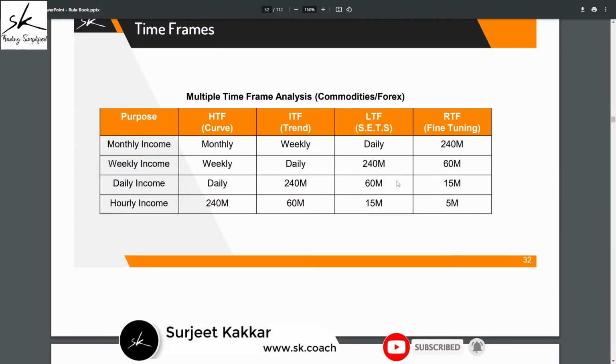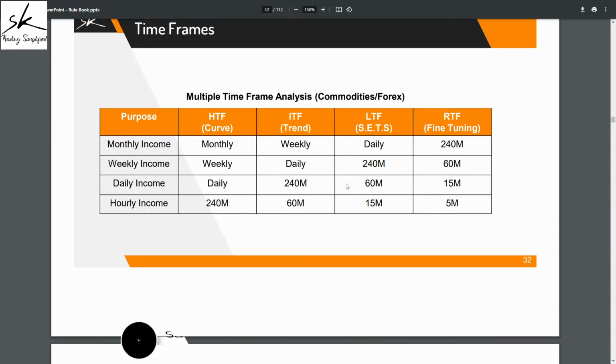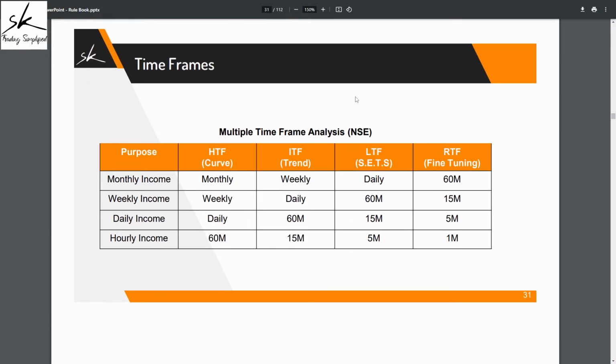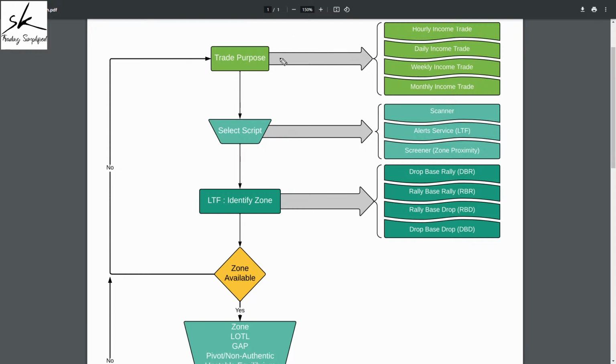So if you're trading markets which are open for longer durations, then we can refer to this particular table. This can be applied to commodities, to forex, to cryptos. But yes, specifically if I'm talking about NSE, which is open for a very short duration, you can refer to this table.